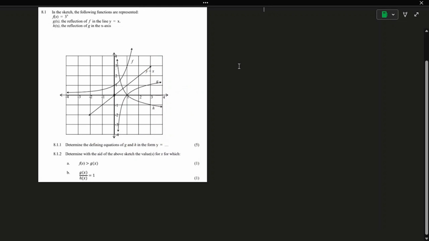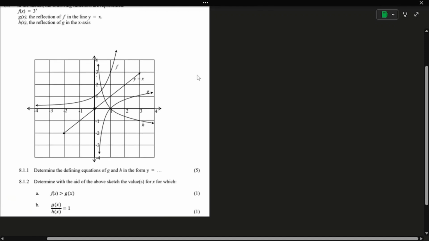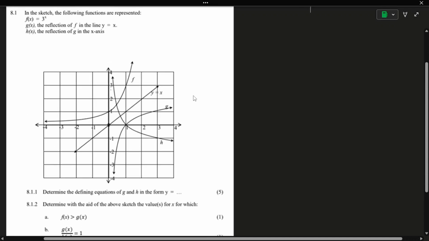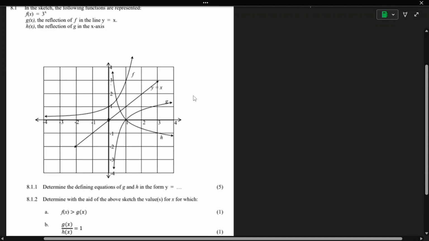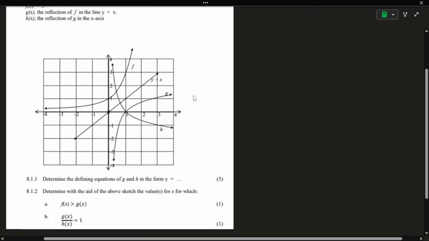In the sketch, the following functions are represented. f of x is equal to 3 to the power of x. g of x is the reflection of f in the line y equals x. That means it's the inverse of f. h of x is the reflection of g in the x-axis.